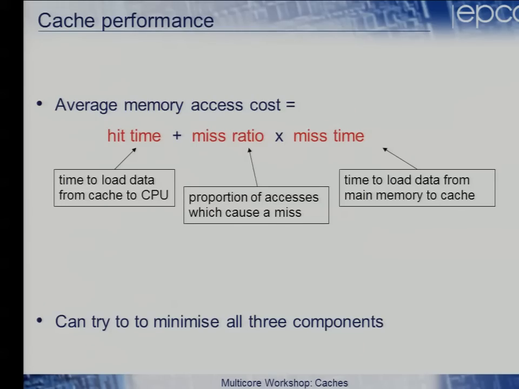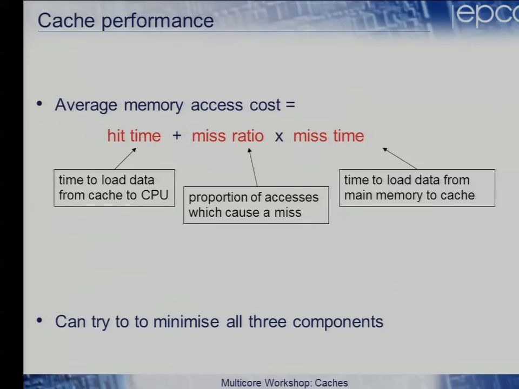So for cache performance, if you're going to access memory, then you've got three factors which impact. One is the hit time to load data from cache to CPU. That's obvious. But also, you've got the proportion of accesses which cause a miss, and you've got the time to load data from main memory to cache. This is what happens if the data is in cache, and you hope this is high. But you're also going to have some fraction of data that isn't. So 20% of your accesses go to memory, and then you have a miss time.